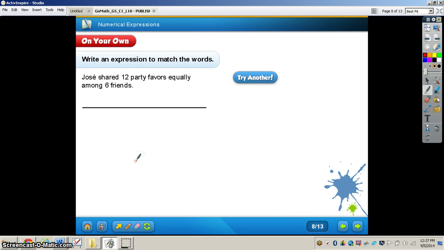Okay, I want you to work through the on your own section and write the numerical expression of this problem. When you're finished, you can press play and I will have the answer for you. Remember, you can go back to the examples of the different expressions to match the different operations. So pause the video now. Okay, you can see that Jose shared 12 party favors equally among 6 friends. Remember, whenever you're sharing something equally among friends, that's a key sign for division. 12 divided by 6.